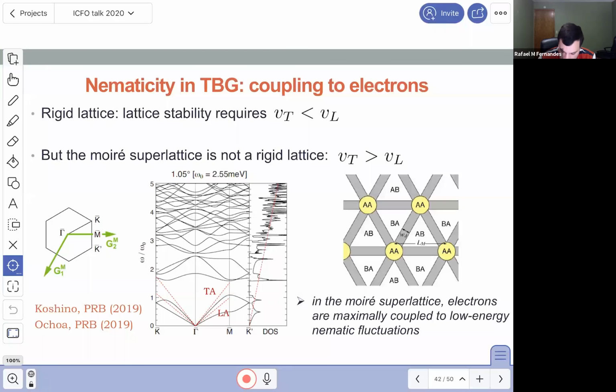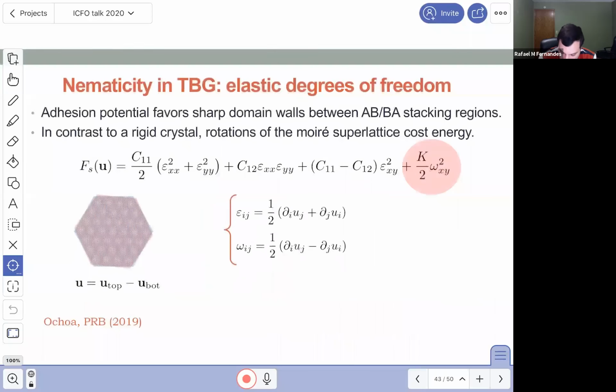So here is the key point. In the moiré superlattice, electrons are maximally coupled to low energy nematic fluctuations. And this cannot happen, or you don't expect it to happen, in a rigid crystal. To finish, let me just tell you why this is the case. Well, as I told you, this is an emergent lattice.